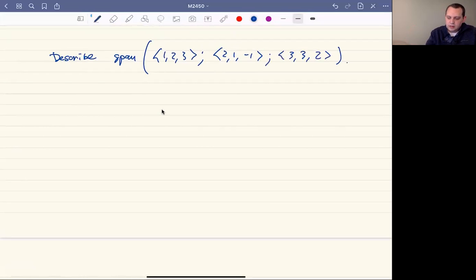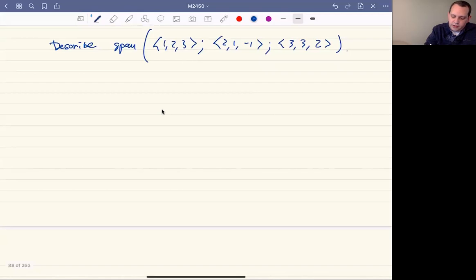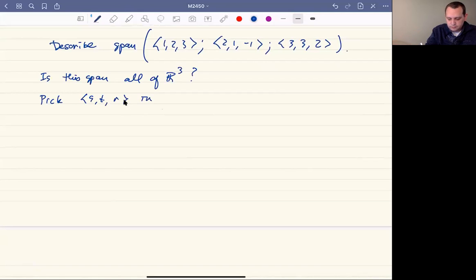And so I want to look at the system, and I want to know, is the span all of R3 or not? That's really the big question. So let's pick an arbitrary vector, say S, T, and R, arbitrary in R3.